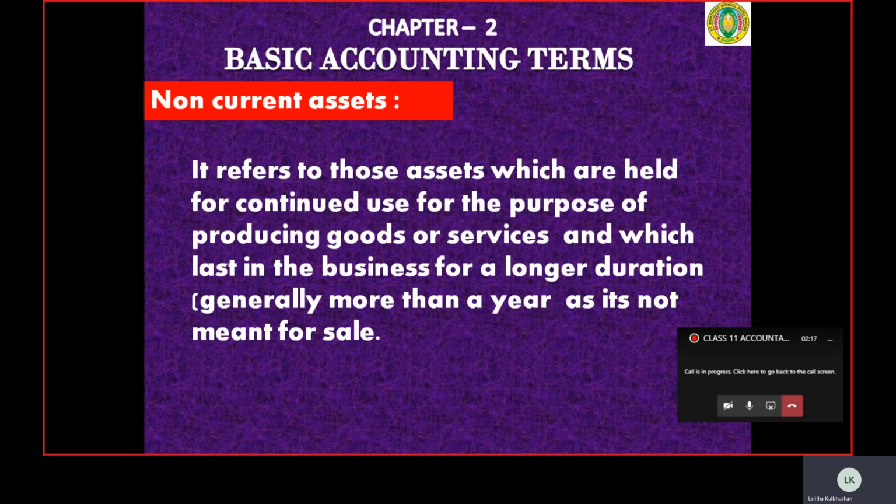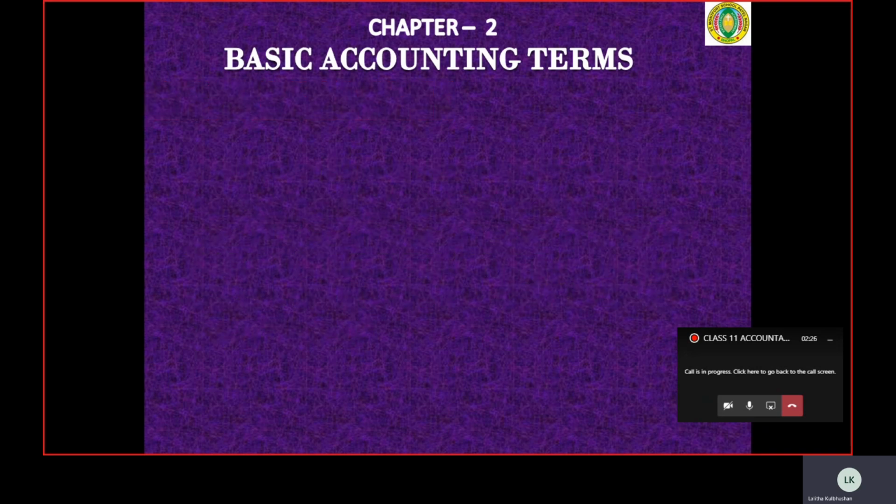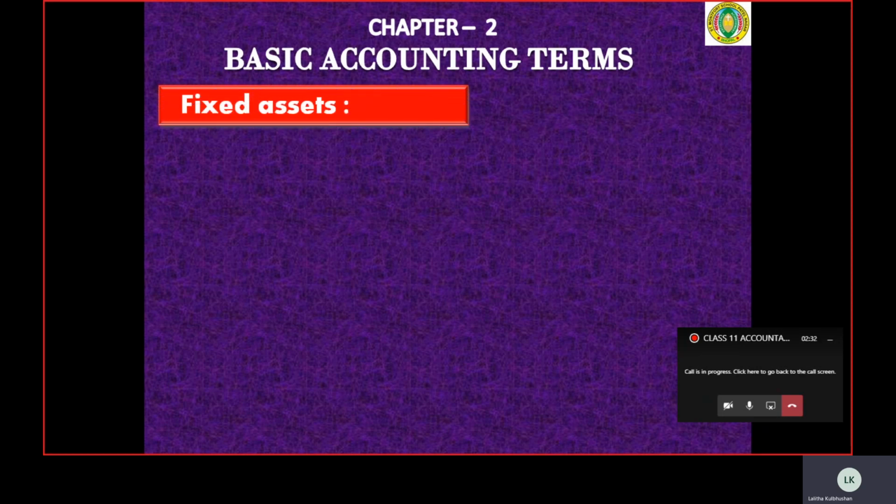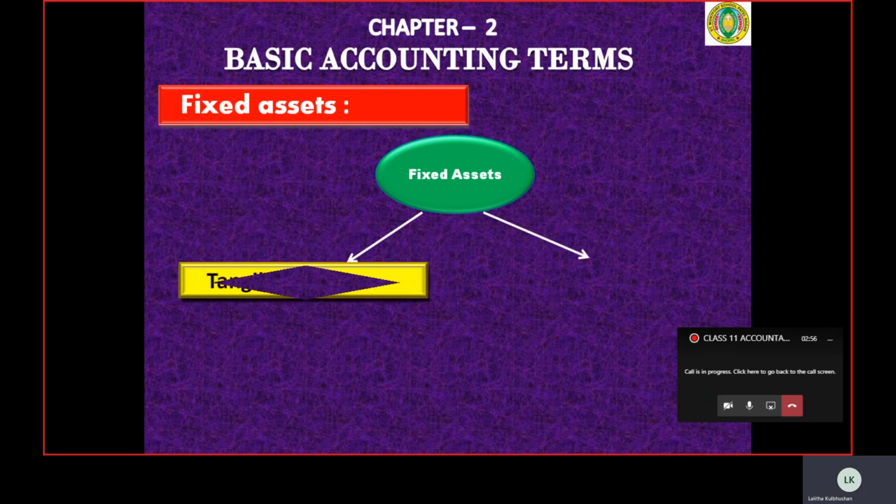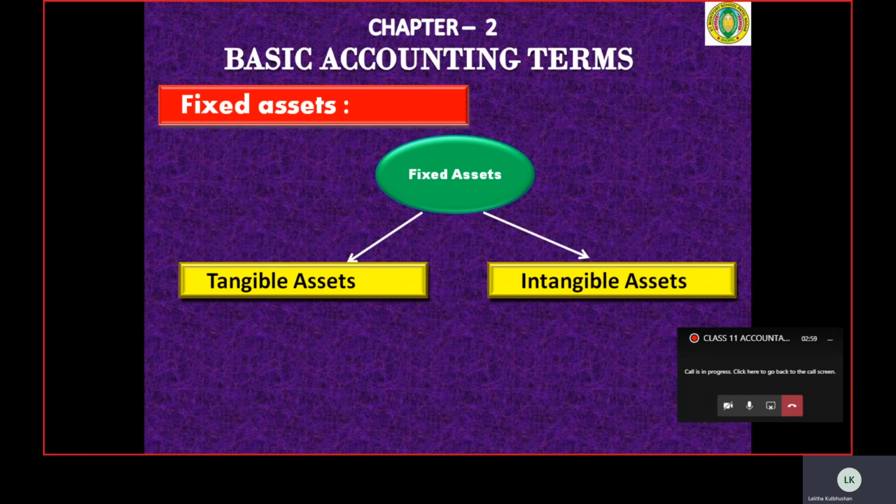As you all know, non-current assets can be divided into even more categories. We have kept the number of categories according to the class 11 syllabus, so we are going to discuss the classification accordingly. As we have seen in the previous video, non-current assets can be classified into further categories. The first one is fixed assets. Fixed assets can be divided into two more categories: tangible assets and intangible assets.